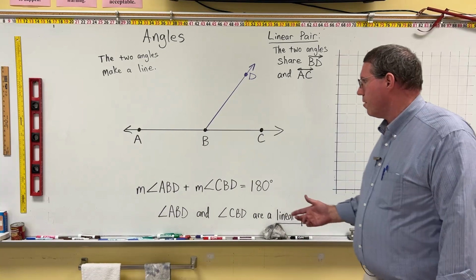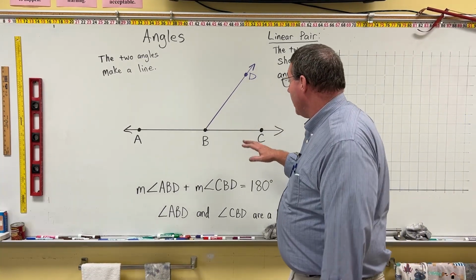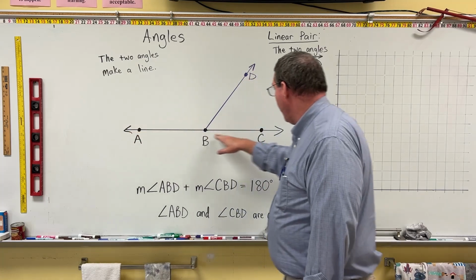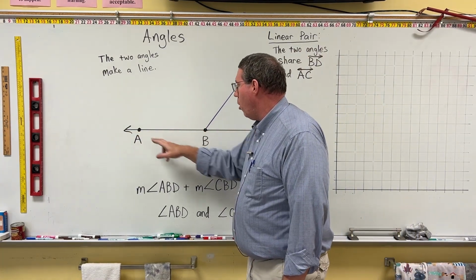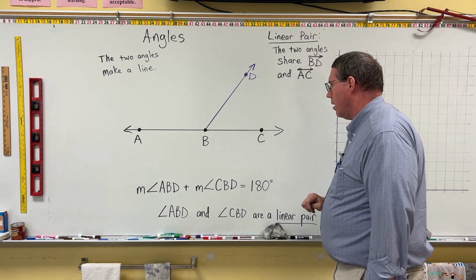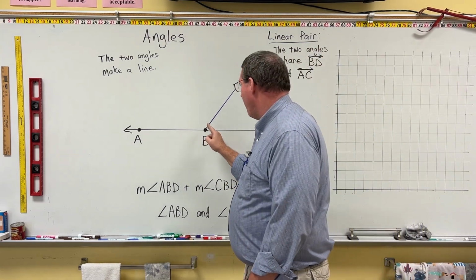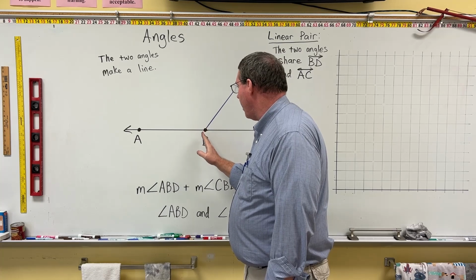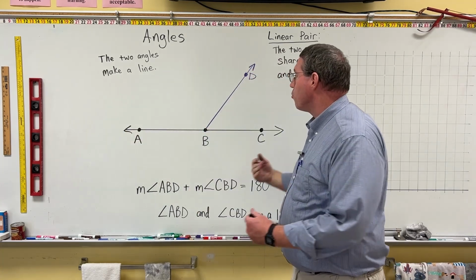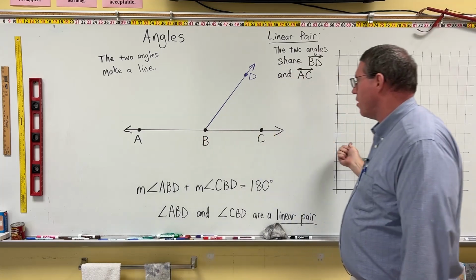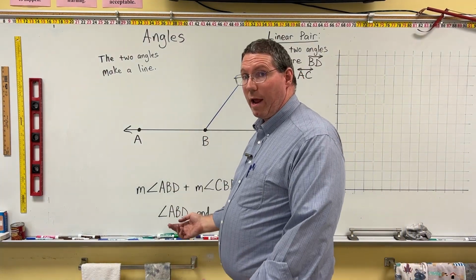Okay, so look at this situation here. We have this line AC, okay? Now, point B is on line AC. And we could say that from point B, ray BA goes that way and ray BC goes this way. So we can basically split up the line into two rays.